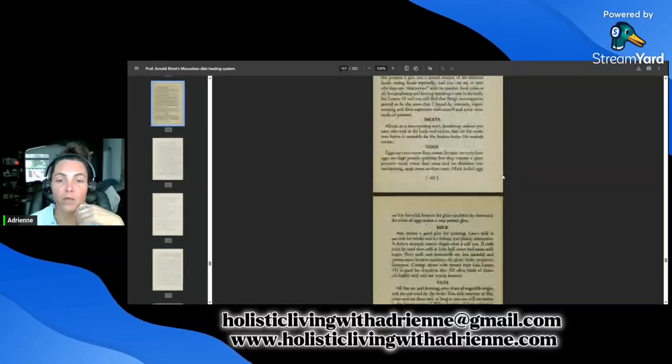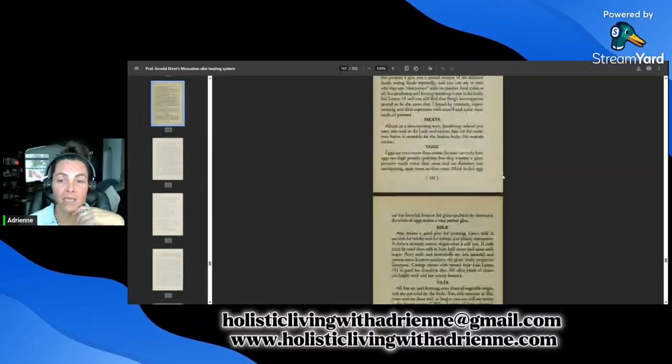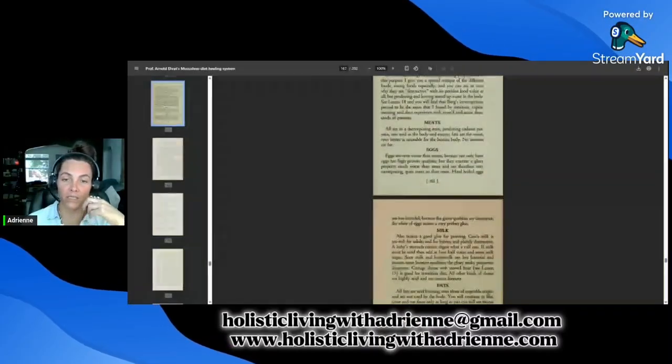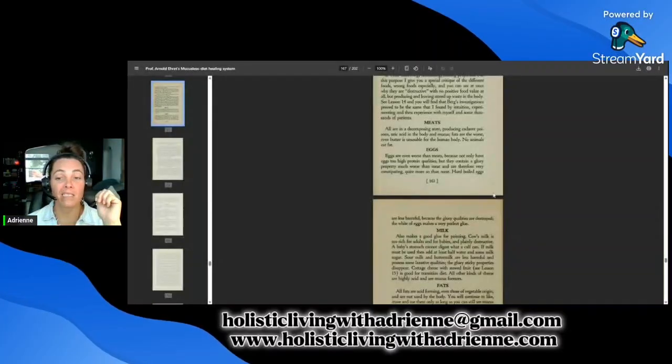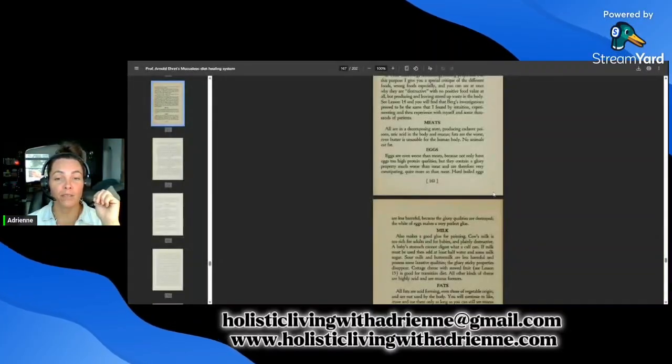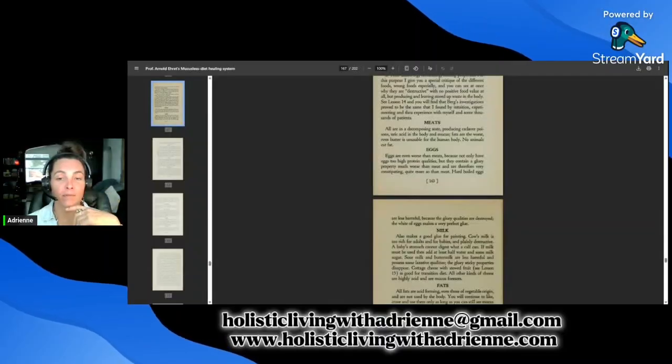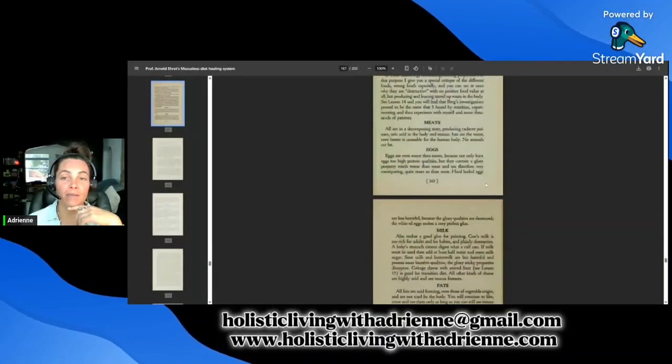He says about meats, all are in a decomposing state, producing cadaver poisons like uric acid in the body and mucus. Fats are the worst. Even butter is unusable for the human body. No animals eat fat.